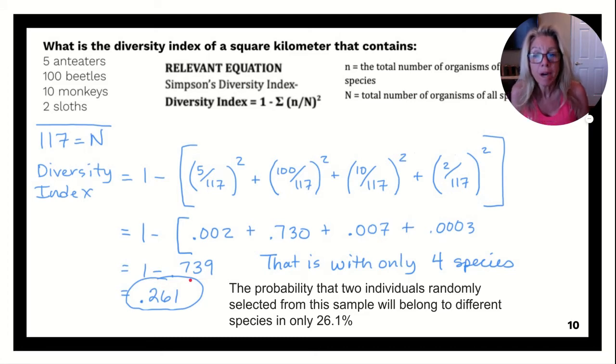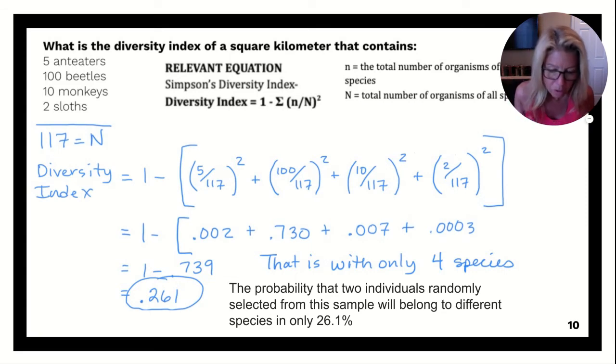So 1 minus 0.739 is 0.261, which means the probability that any two individuals randomly selected from this sample will belong to two different species is only 26%. Now, this was very simple, just so you could practice the math. You're going to have a lab that allows you to practice it a little bit more, but you want to be familiar with this equation.